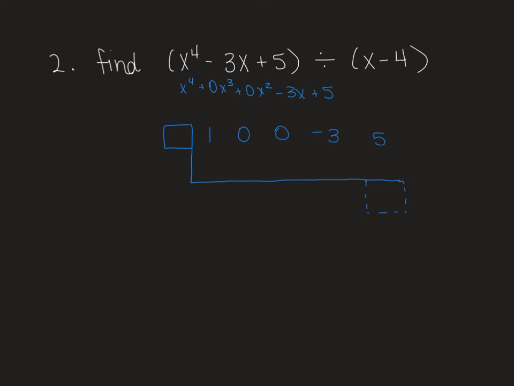So now let's figure out what value goes on the outside. So I see an x minus 4. So that means I'm going to have a positive 4. Remember, it's the opposite. All right, so I have a 4 on the inside. We can get going with our process here.